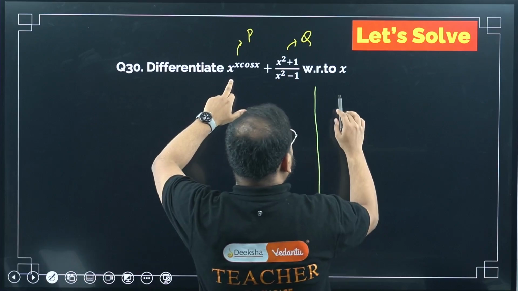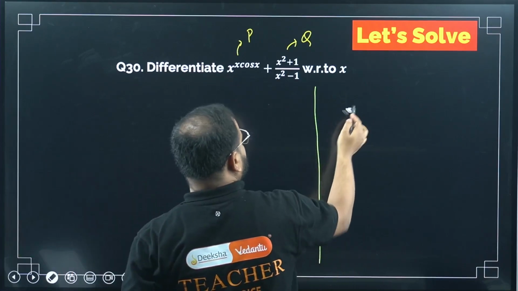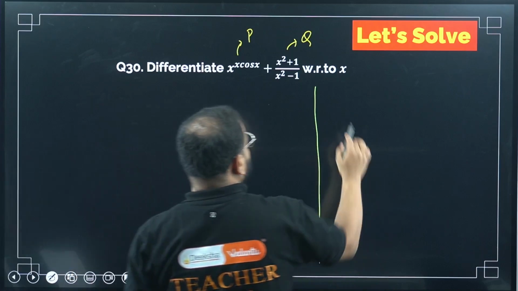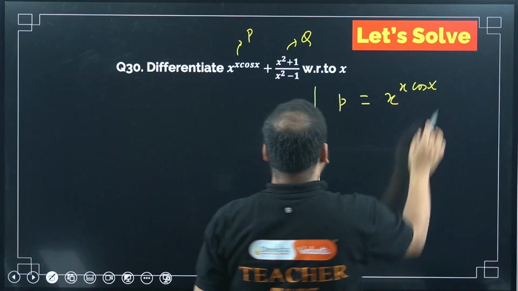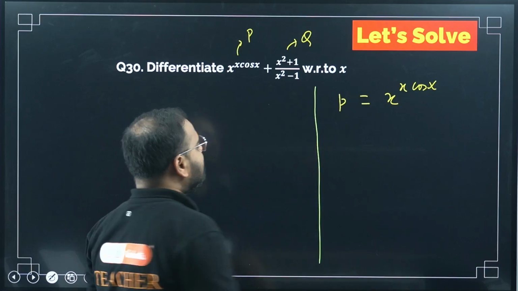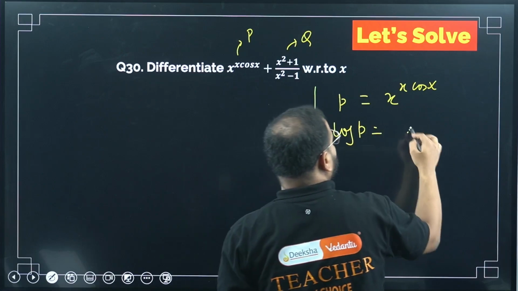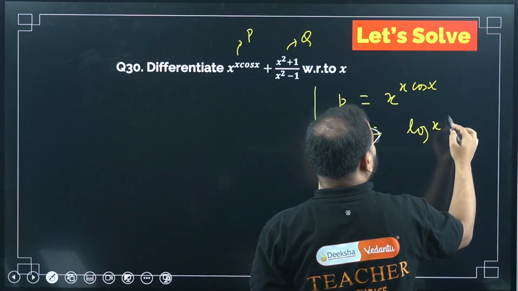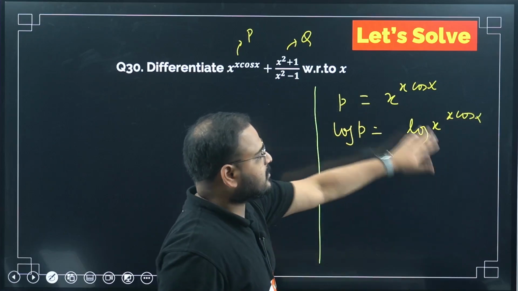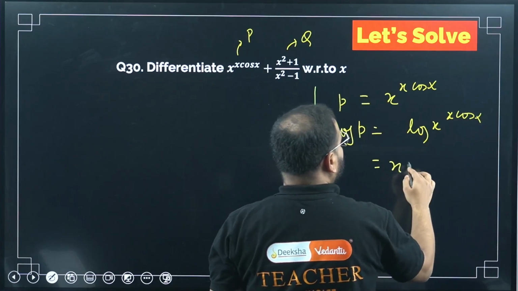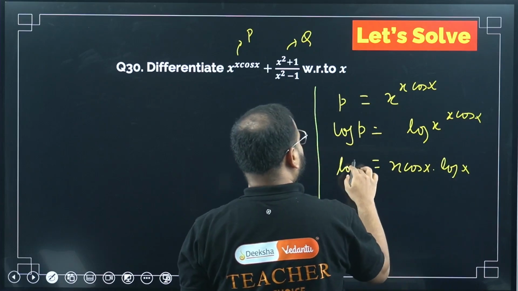How will I do the differentiation of p? Not y, I'm used to taking y. So take this as p. P equals x to the power x cos x. Take the log now. Log of x to the power x cos x, so x cos x will come in front. I'll get x cos x log x. This is simply log p.